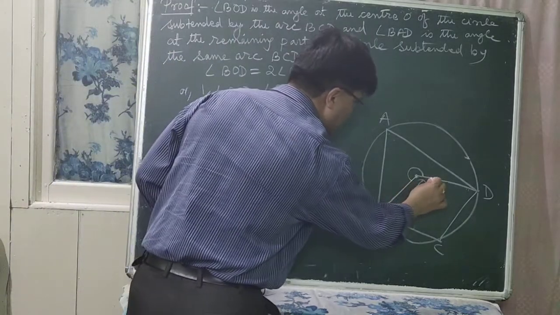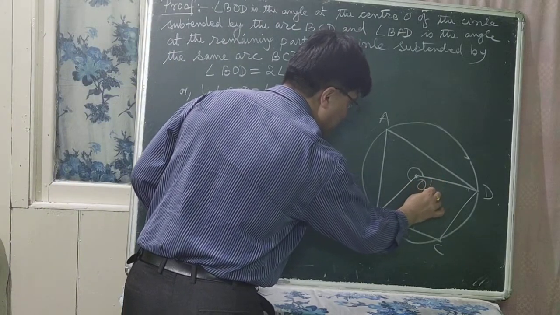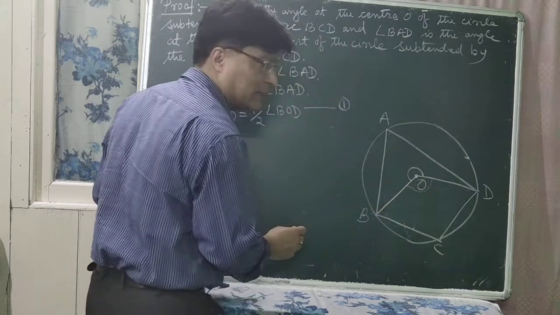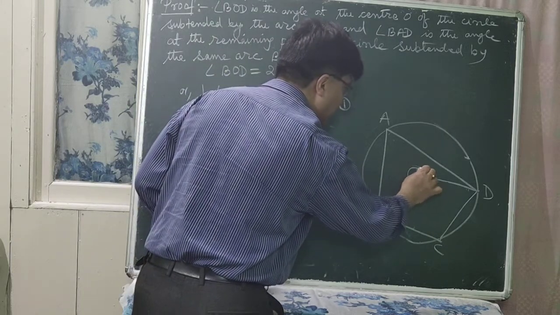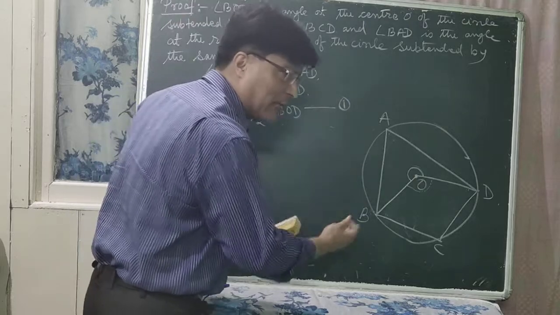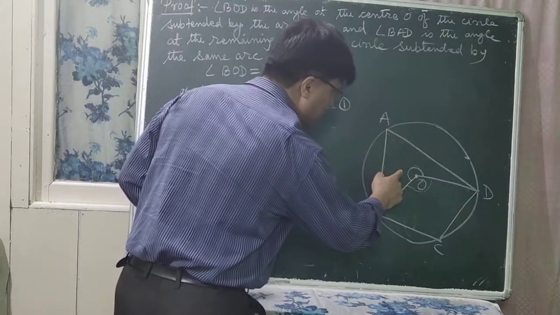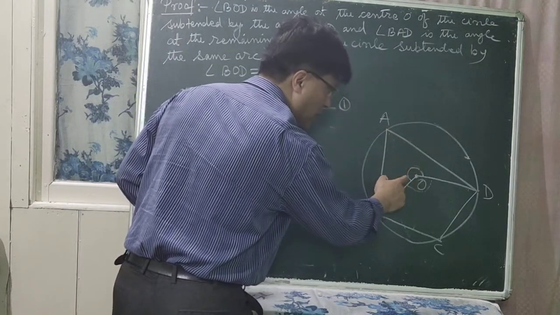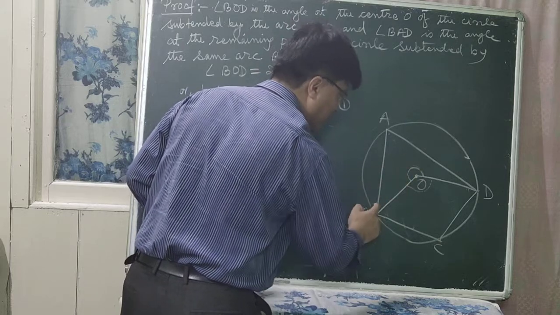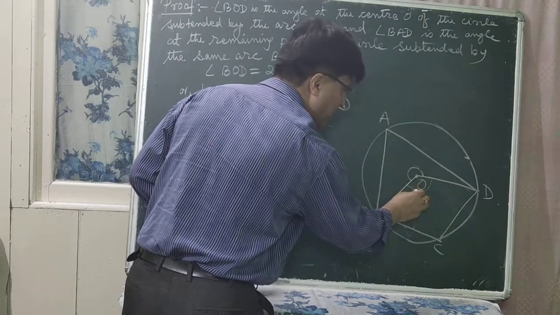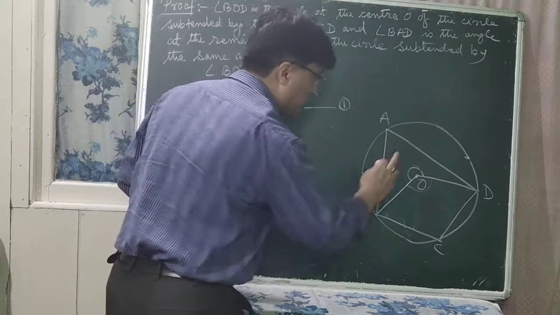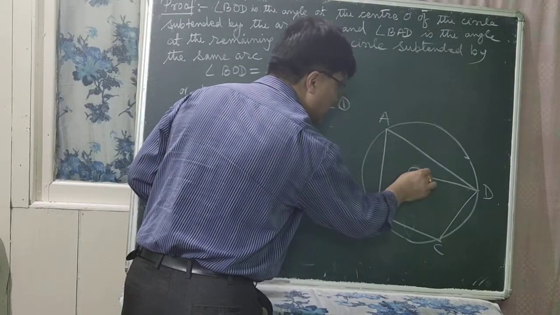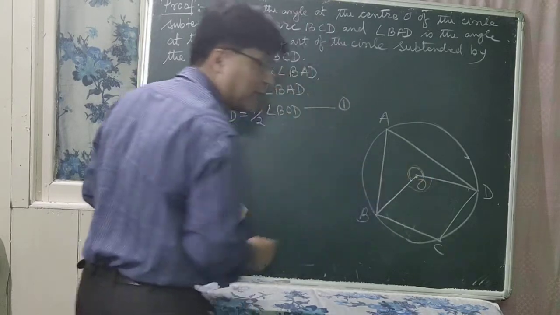In the first part we took this angle, isn't it? Now this is the reflex angle BOD, that is the remaining part of the angle BOD. Now this is reflex angle. So outside this angle BOD is the angle that we took in the first part. This is the reflex angle BOD, that is the remaining part of the angle.